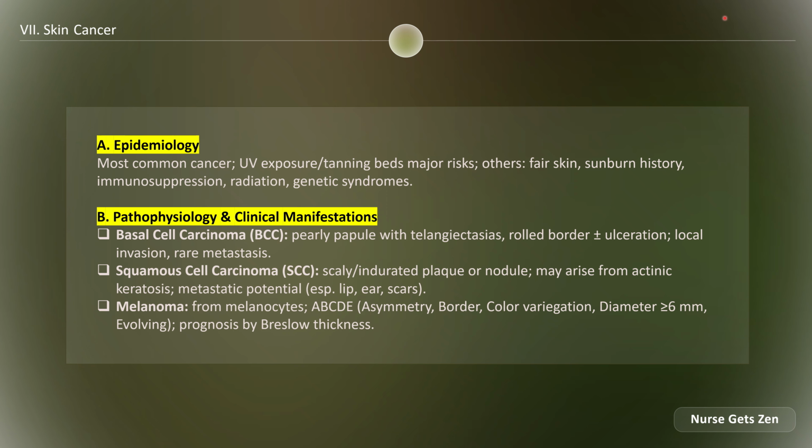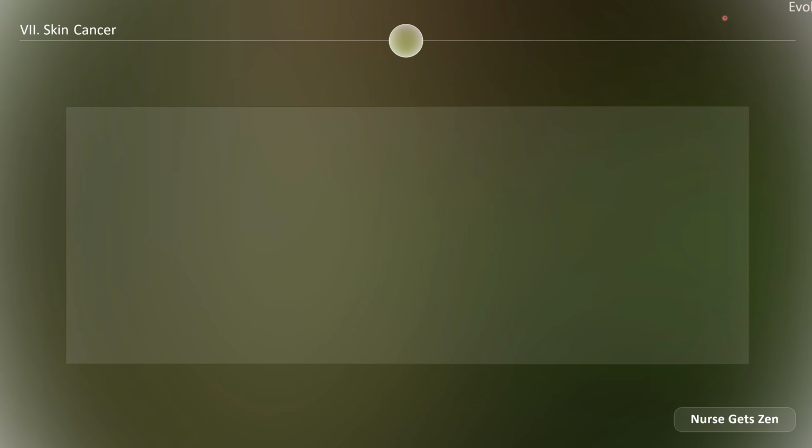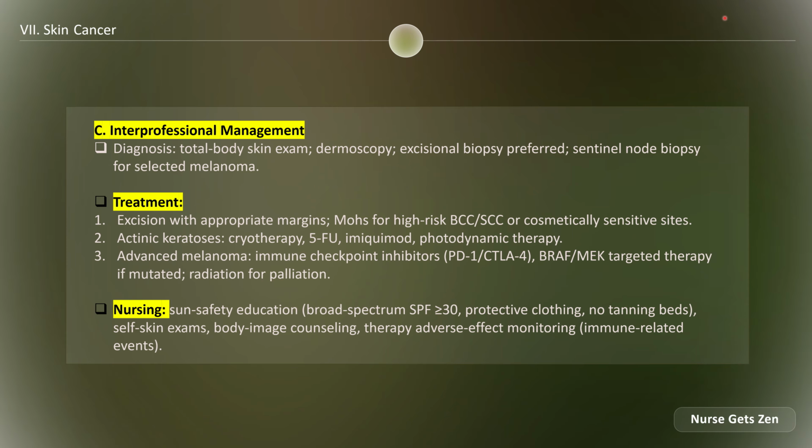Both basal cell and squamous cell carcinomas have a higher incidence among the solid organ transplant population, most likely because of immunosuppression therapy. In interprofessional management, we have the diagnostics, skin exam, and the treatment.